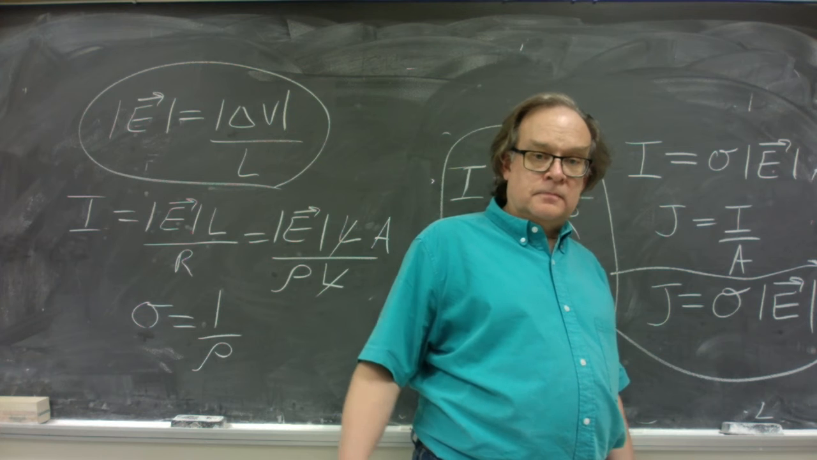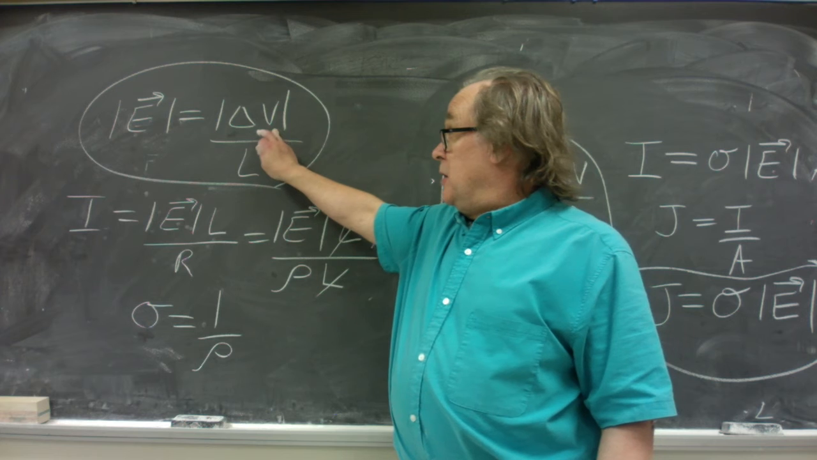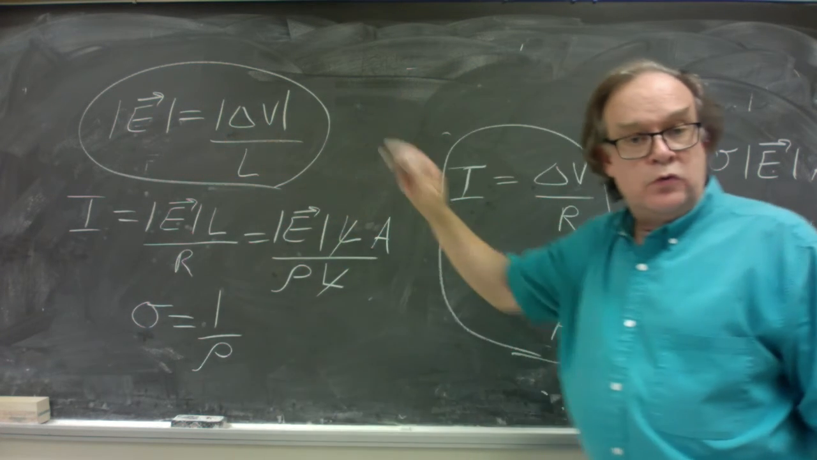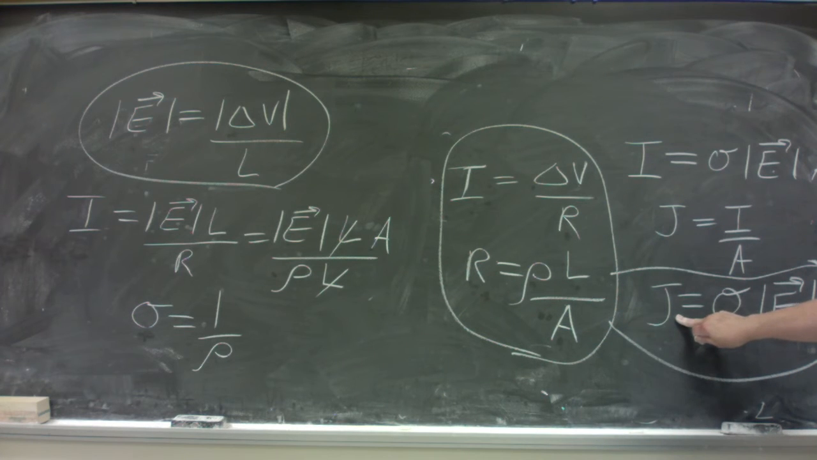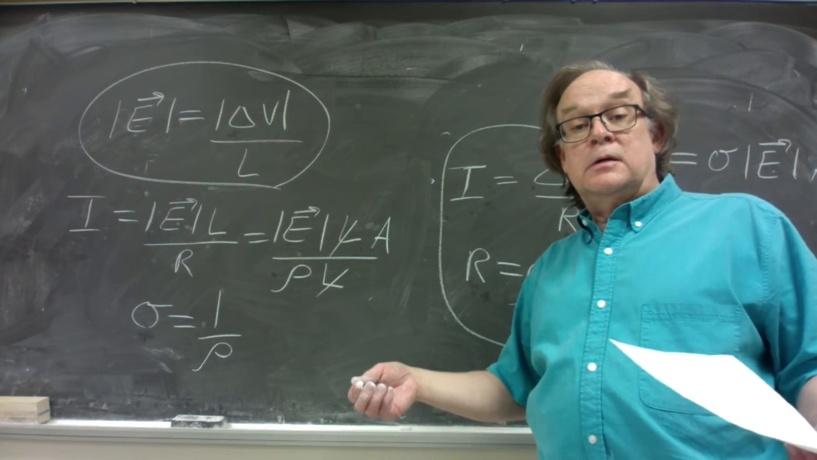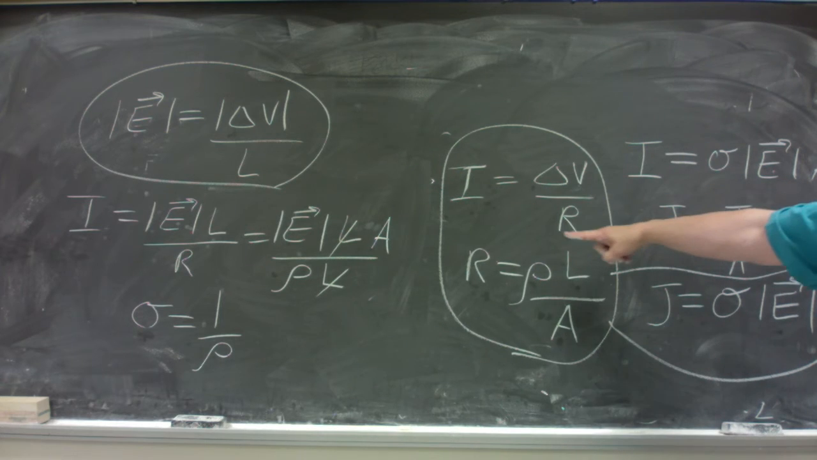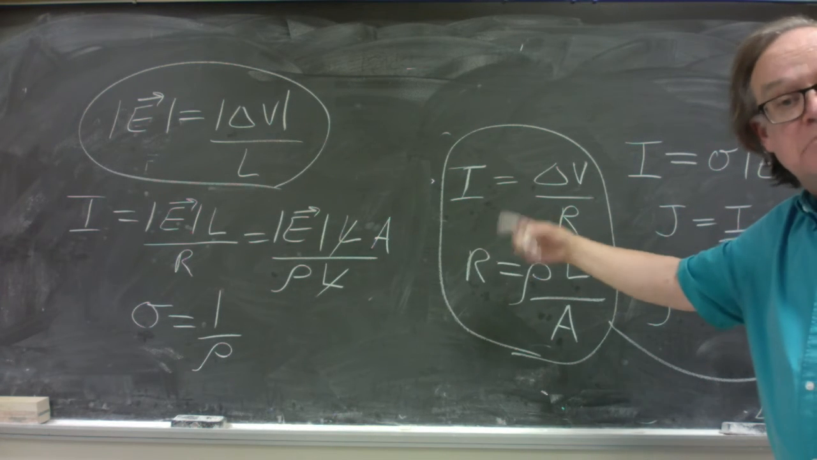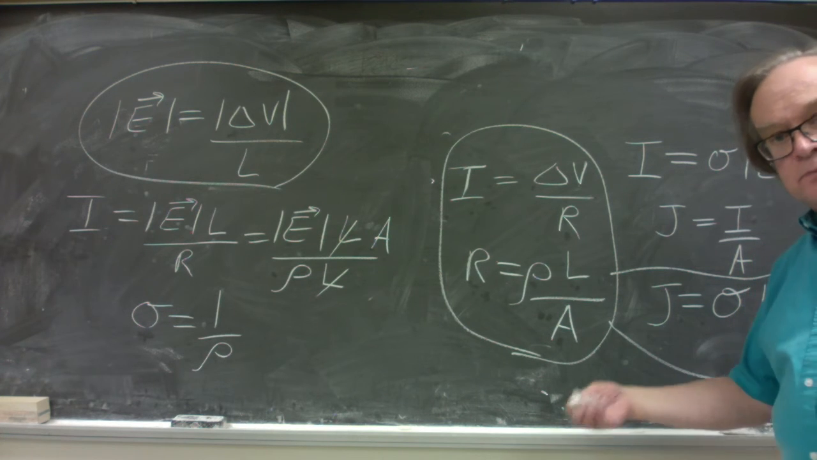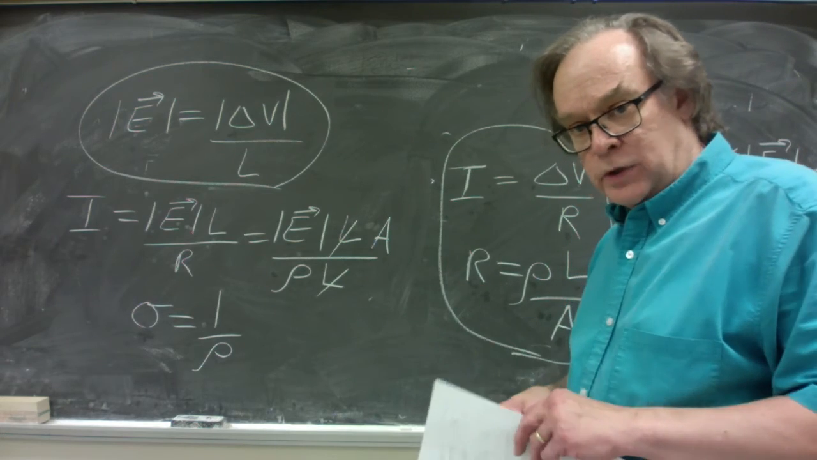Well, long story short, start here. Potential difference is proportional to field, which is proportional to J, which is proportional to I. In other words, potential difference is proportional to the coulombs per second kind of current, which is exactly what we said way back at the start. Let's look at one little example of this.